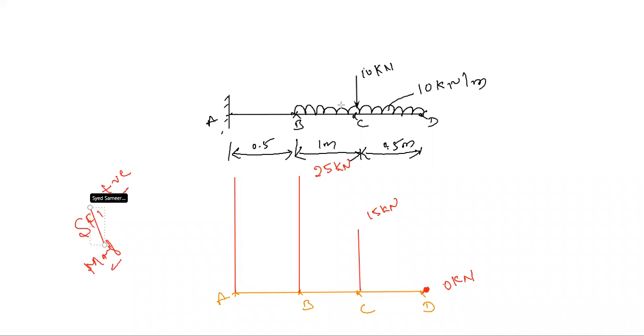Once we draw this, the next thing is to join these lines. Whenever we are dealing with a UDL, make sure that in the shear force diagram, if there is a UDL, the joining line should be inclined. From here to here we have UDL, so it should be an inclined line. From here to here it is an inclined line, and from here to here it should be an inclined line. Wherever there is a point load, for example here we don't have any load, so this should be a parallel line. This is how the shear force diagram should look.